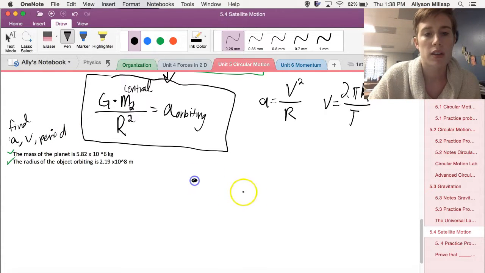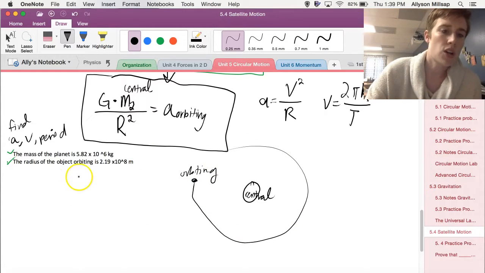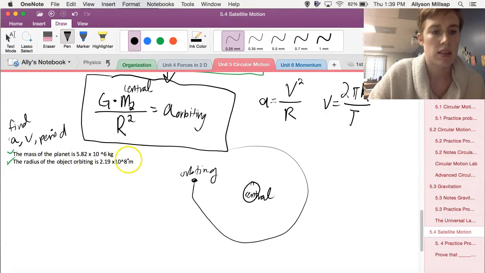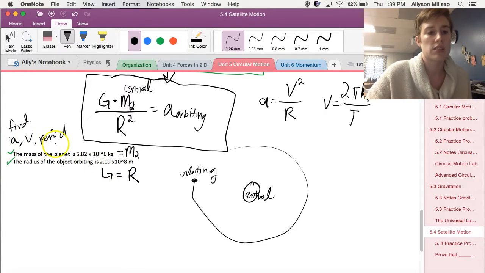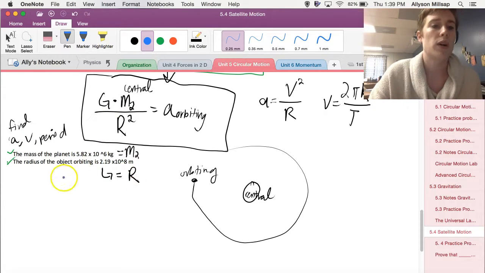So here's the central object, this is the orbiting object, and it's going around in a circle, okay? So we have the mass of the planet, that's the central object, this is M2, your central mass. The radius of the orbit is right here. We can solve for acceleration, velocity, and period with just these two pieces of information. So watch and learn, people.